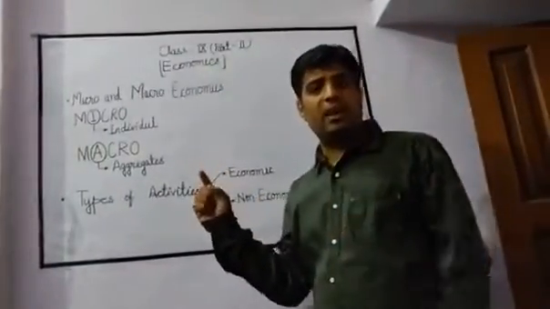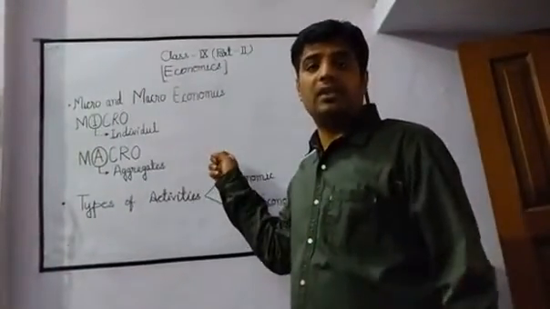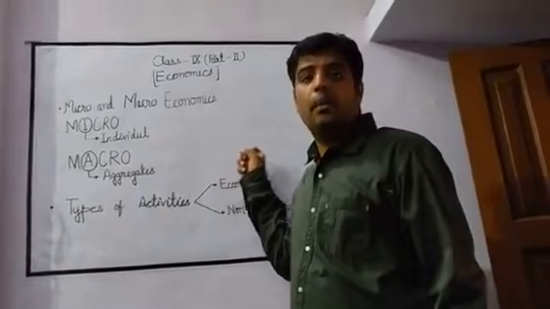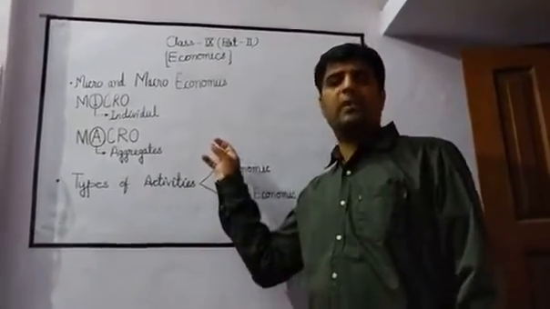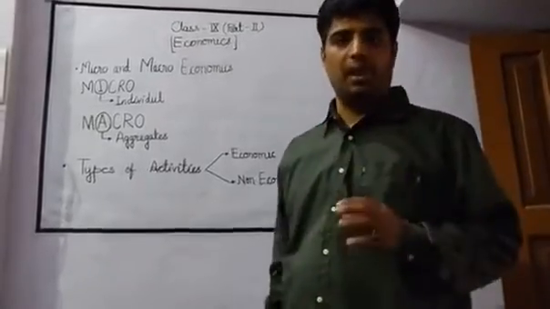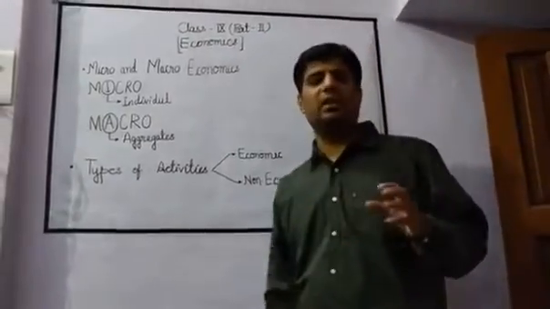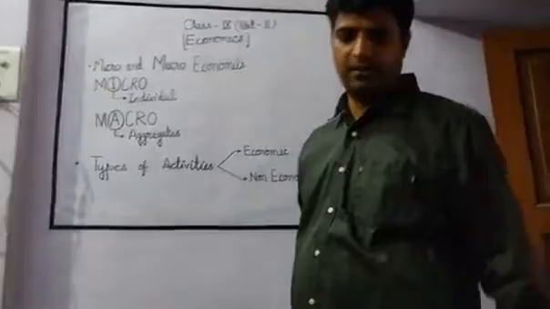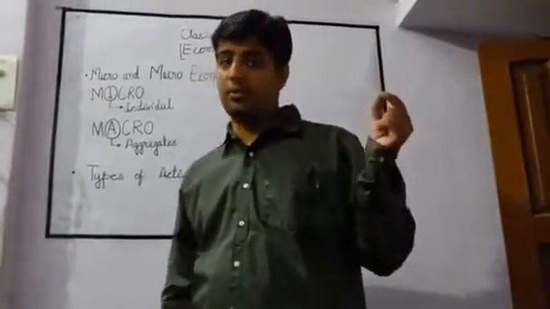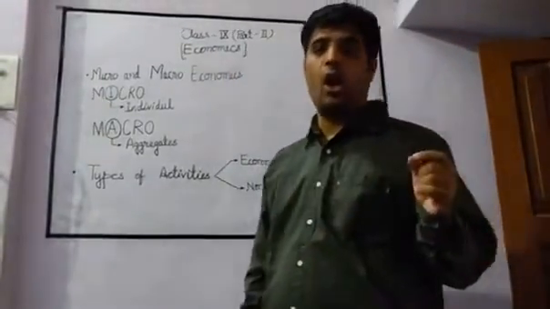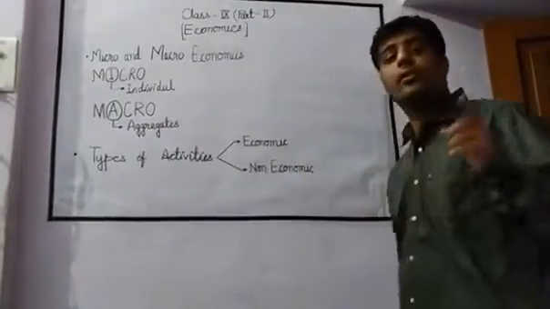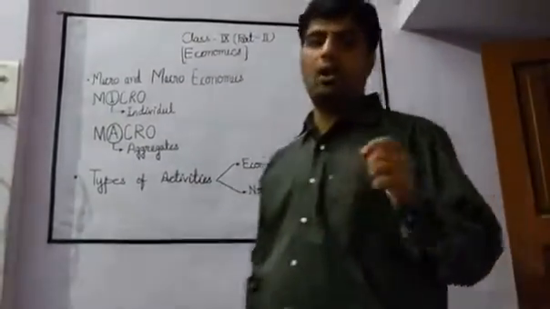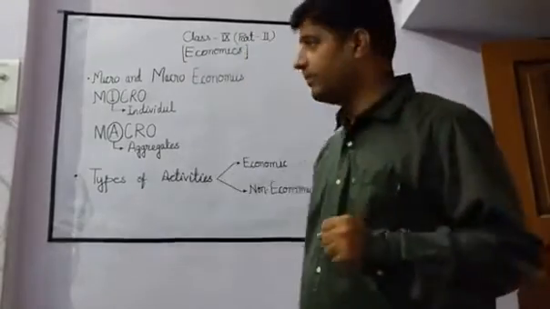Now the next topic is the difference between micro and macroeconomics. The difference between micro and macroeconomics has been made on 4 bases. First, on the basis of meaning. Second, on the basis of scope. Third, on the basis of tools. And fourth, on the basis of aggregation.